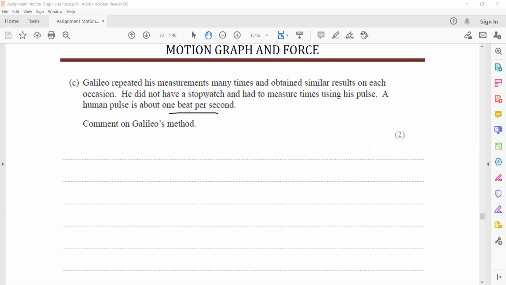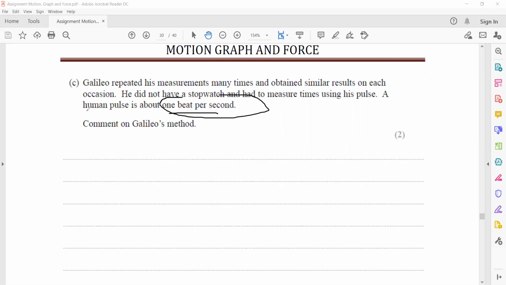So, the comment on the Galileo method. First, 1 beat per second means a time interval in a fraction cannot be measured precisely. For example, if an object was taking 1.5 seconds, how could he measure 1.5 seconds? He cannot identify 1.5. It's always a whole number, so it will not be precise or accurate.